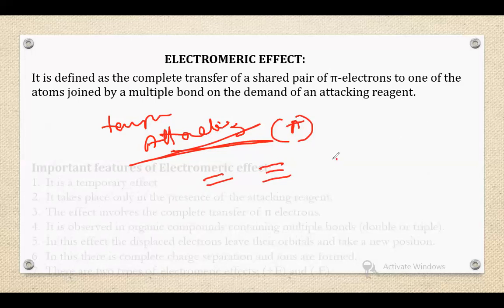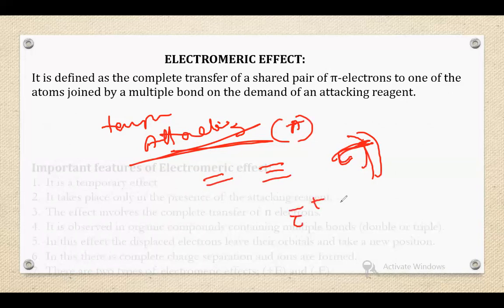Because in sigma bonds, we said that the valence electron will be there in the valence shell itself. That is a permanent effect. Here, it is a temporary effect, where the electron leaves its orbit and goes to a new position. So here complete charge separation happens and ions are formed.